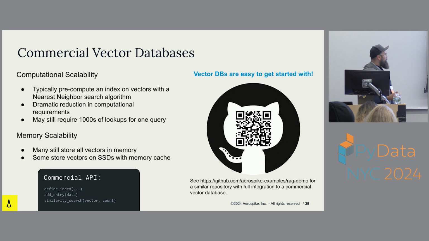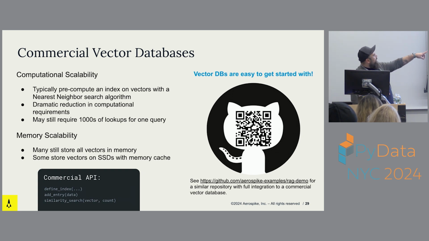Now, commercial vector databases are going to do things like pre-compute your vector index. They'll utilize nearest neighbor or approximate nearest neighbor algorithms, with far fewer computational requirements. It's still lots and lots of lookups, but the way they do it is generally in-memory caching and, as we'll talk about in a moment, utilizing a graph, effectively many graphs, to pull these things together.